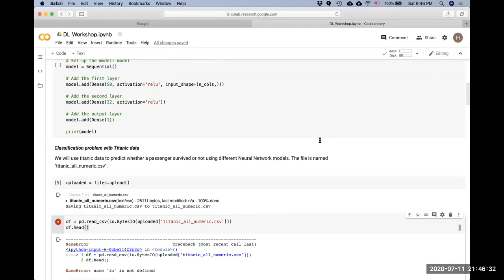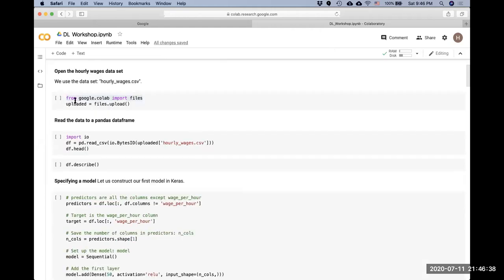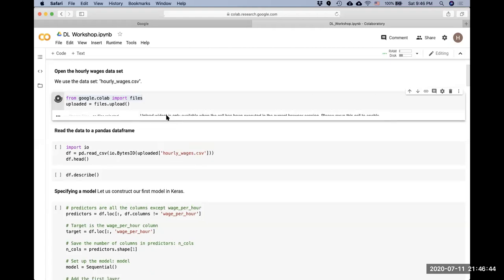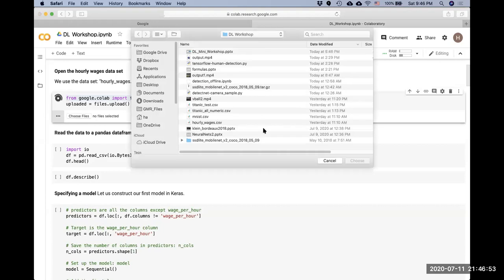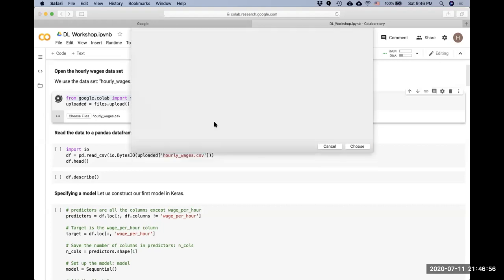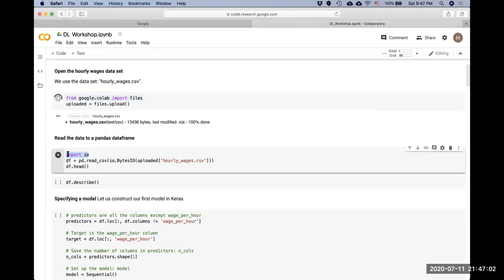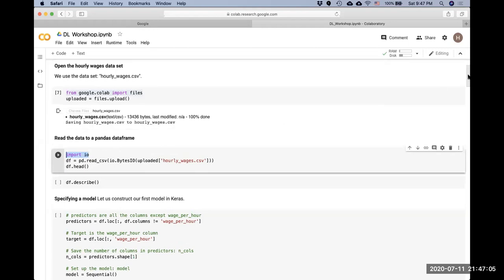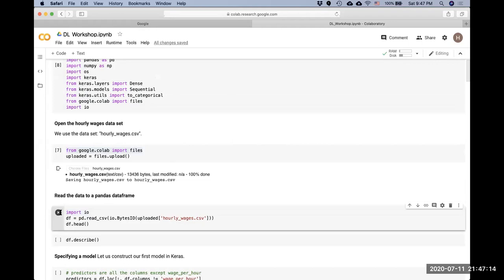All right. So let's do it. Okay. In order not to lose the sequence, let's just start from here. So here I'm loading the hourly wages data set. Again, you have it in the Google Drive. If you go by sequence, you will not run into problems.